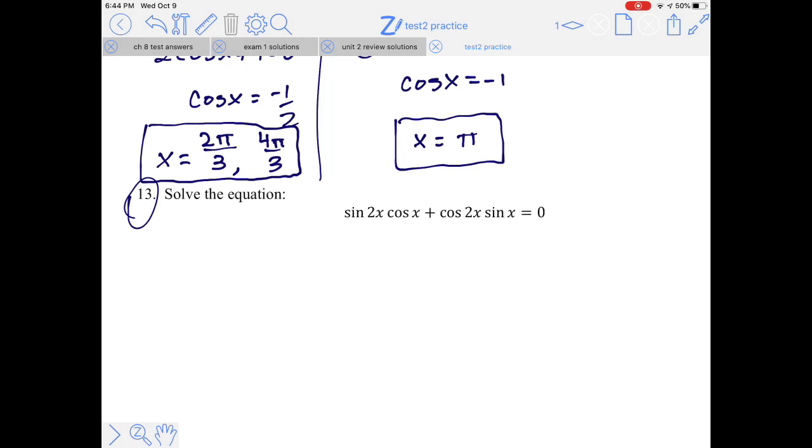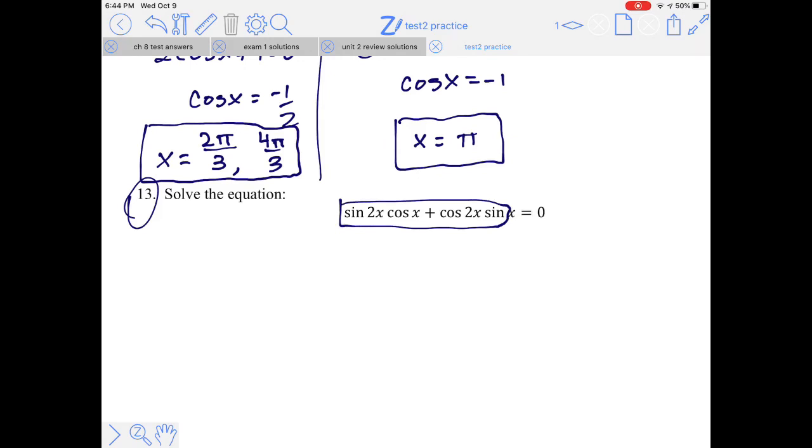Would you guys agree we spent a good amount of time talking about verifying identities? And beyond the fact that they're just super fun, what was the point of verifying that one side equaled the other side? To confirm that it's true. So you can make expressions easier, right? That really is the point of practicing verifying identities, is so you can make expressions easier.